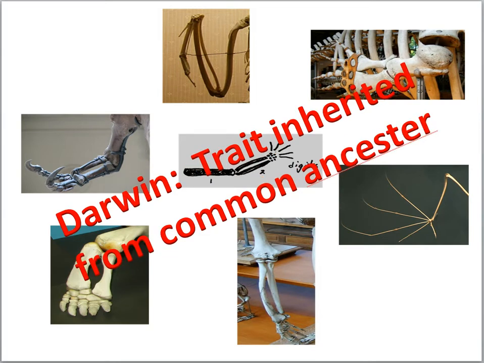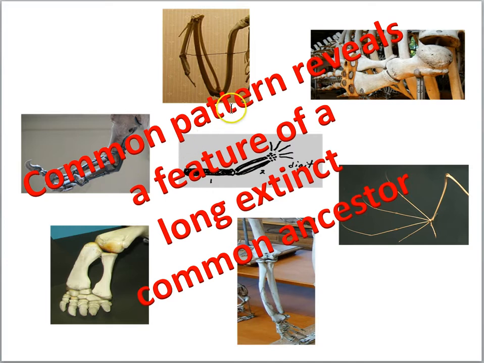Darwin, of course, is going to depart from that explanation and suggest a radically different idea, that this common bone structure, one bone, two bone, digits, is a trait inherited from a common ancestor of all these different species. And so the idea is the common pattern reveals a feature of a long extinct common ancestor. All of these species today have inherited this common feature from that ancestor long ago, but in the intervening time, these limbs were crafted by forces in nature to perform different functions.